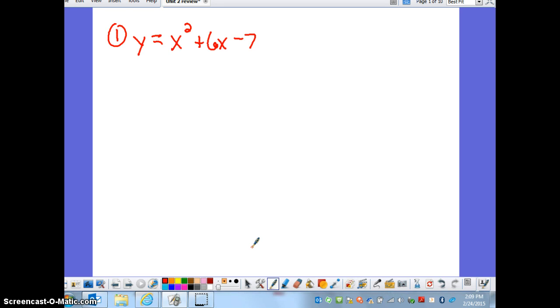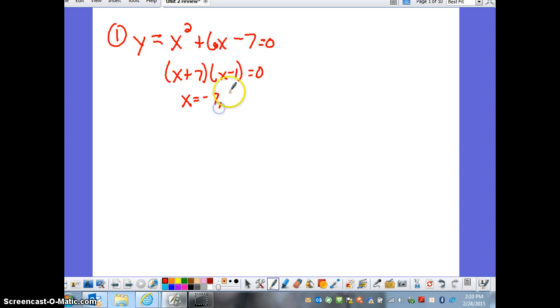The degree is 2 for each one of these, so there should be 2 roots, 2 zeros, which then eventually become the x-intercepts as long as they are not imaginary. We also find the y-intercept and the vertex for each one of these. So to find your x-intercepts, you're going to set this equal to 0, and then we're going to try to factor this. So this is going to factor into (x + 7)(x - 1), set that equal to 0, you get x is equal to -7 and +1. They are my roots, my zeros, and they have also become my x-intercepts.